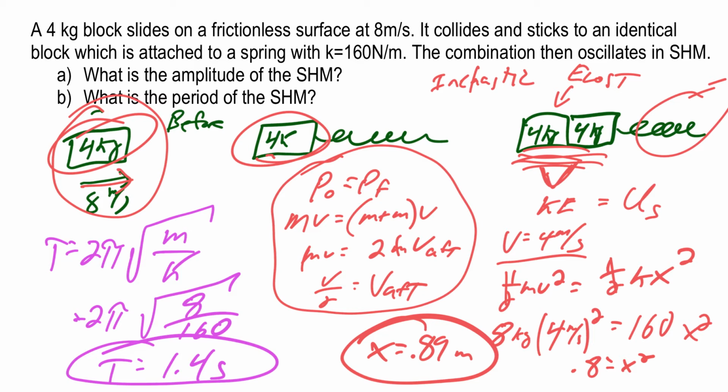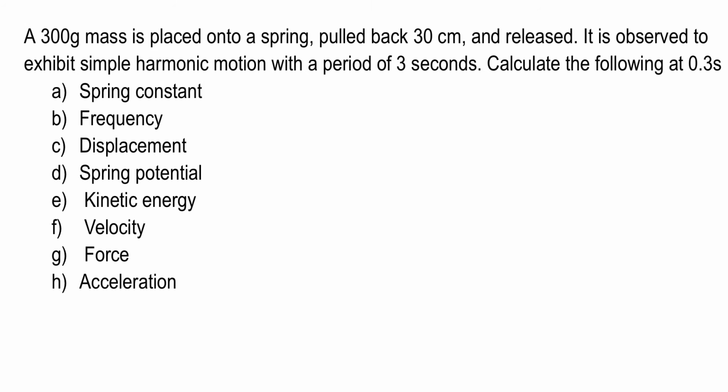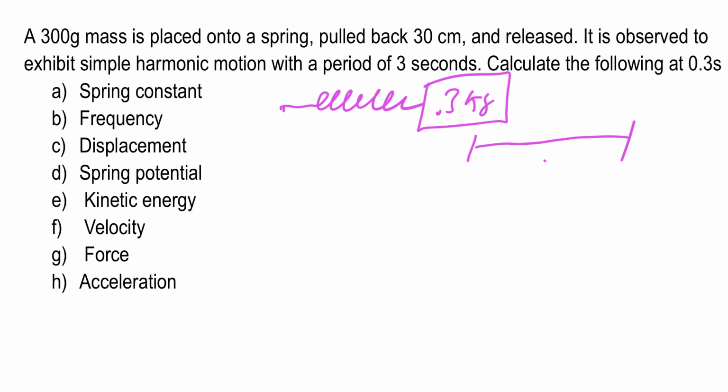Great. Let's move on to the next one. All right, this looks like it's going to be a somewhat long-ish problem. So we have our mass again. This is 0.3 kilograms. And we're going to pull it back 30 centimeters. It's going to start oscillating in SHM. The period is 3 seconds.